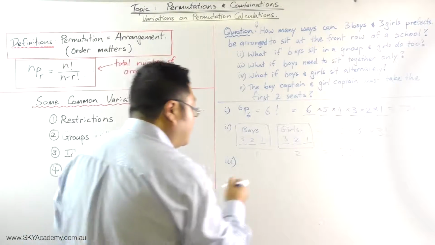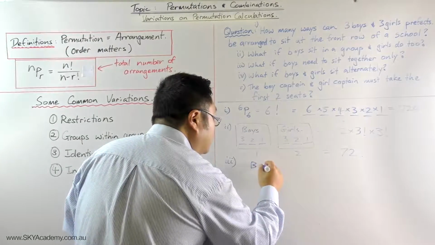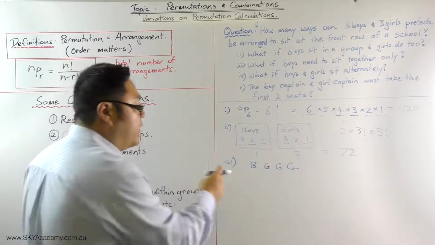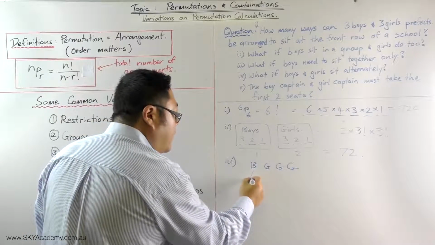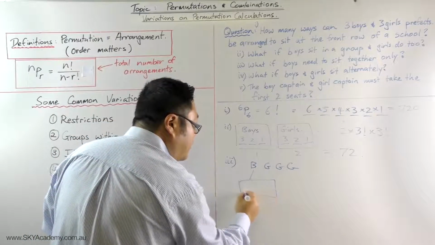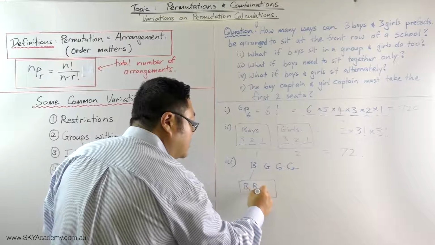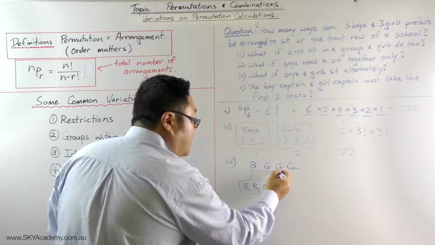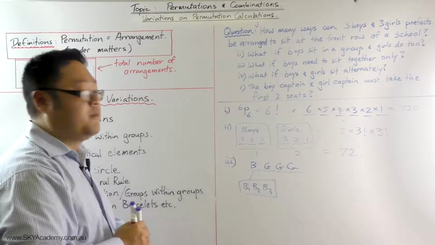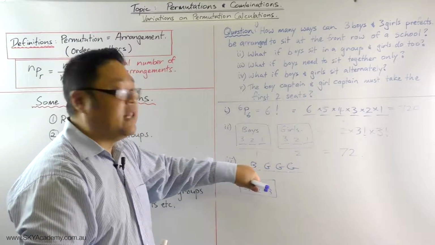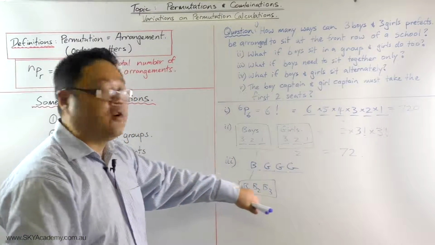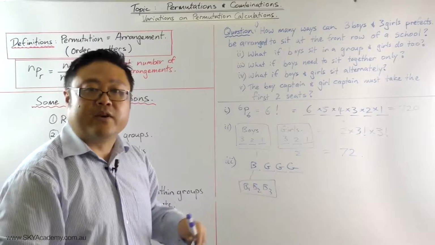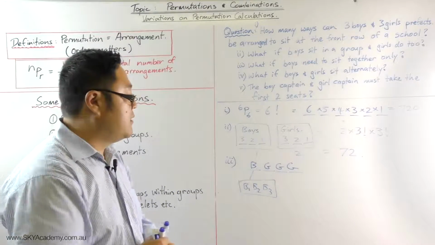So you've got one boy group, you've got girl, girl, girl. But it's not one boy, it's one group of boys where you've got boy 1, boy 2, boy 3. So you've got these 4 elements in the bigger group, and you've got 3 boys inside this element, which makes another group. Does that make sense? All right.